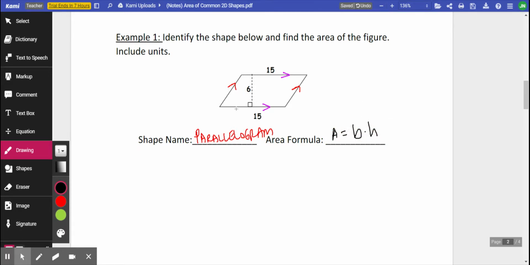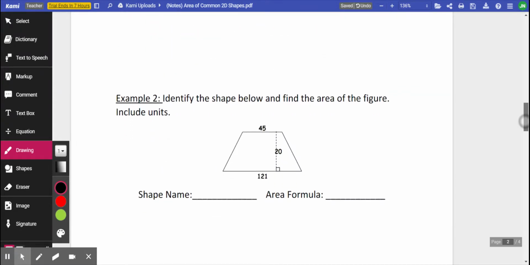So the base in this case is equal to 15. The height in this case is equal to 6. So the area would be the base, which is 15, multiplied by 6. And in this case, we don't get units, so we don't have to worry about writing the units. But I'm still going to require you guys to, if they don't give you anything, just write units squared, whatever those units may be. So the area of this parallelogram is 90 units squared, whether that is inches, centimeters, millimeters, miles, whatever that may be. Okay, example number 2.